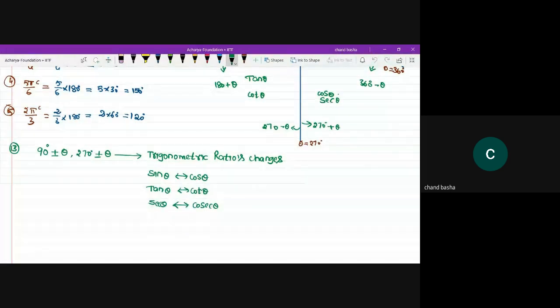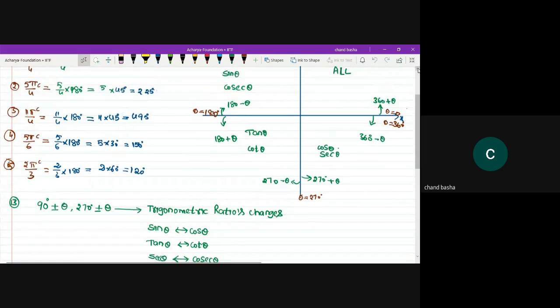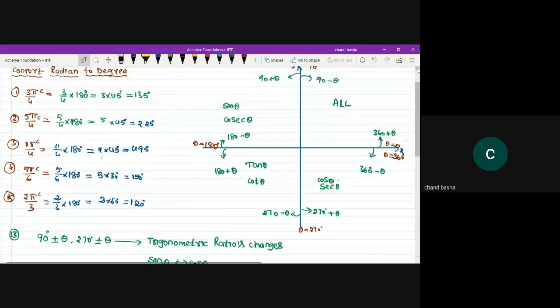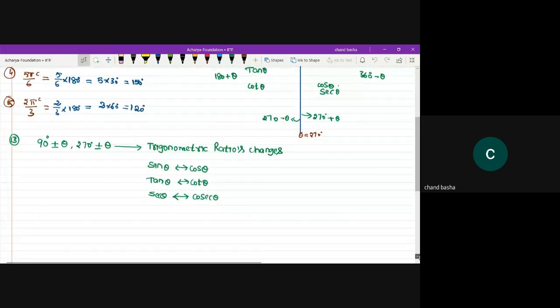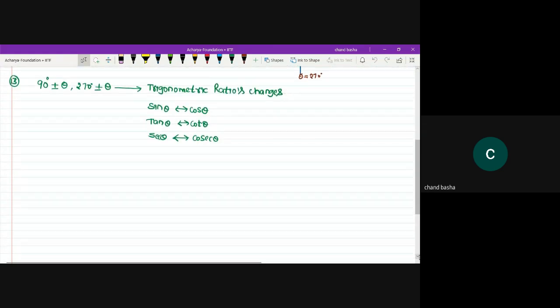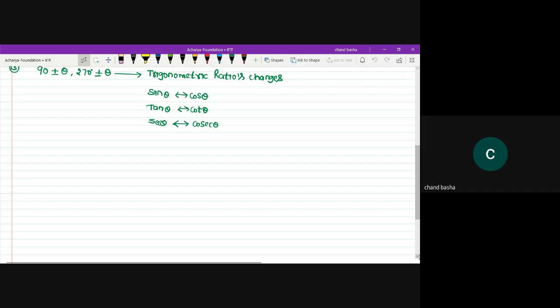Already, how the changes have been done by using 90 minus theta, we have discussed, guys. And as I said, 90 and 270 lie on the same line, that is the y-axis. So whenever you are using 270 plus theta or minus theta, see here 90 and then 270 downside. They lie on the same line segment, so the corresponding ratios must change. Sine and cos are interchanged, tan and cot interchanged, secant and cosecant interchanged.